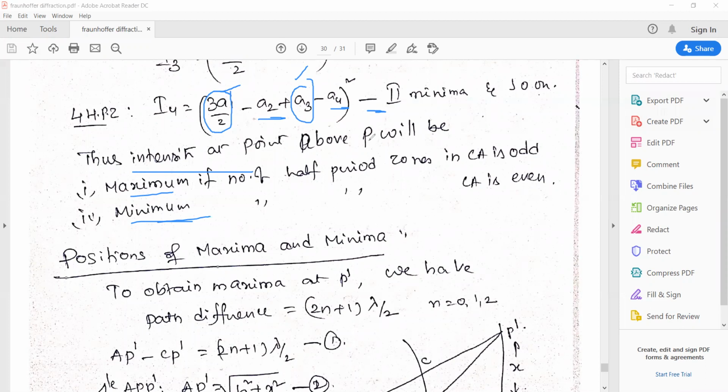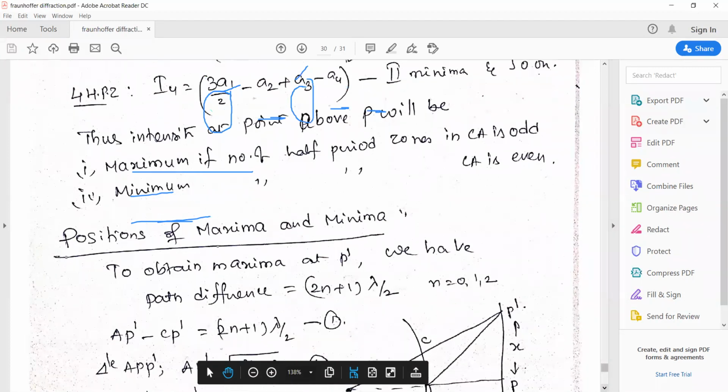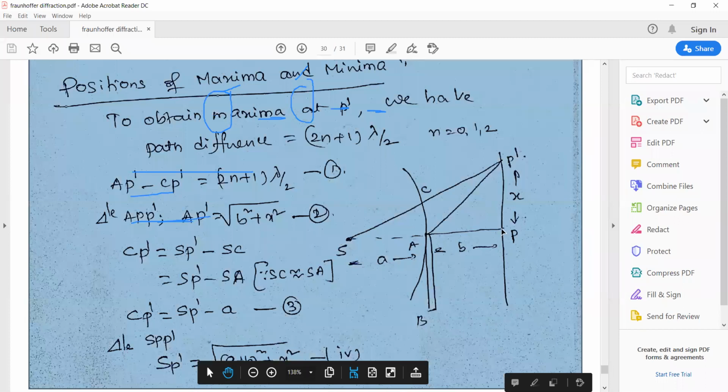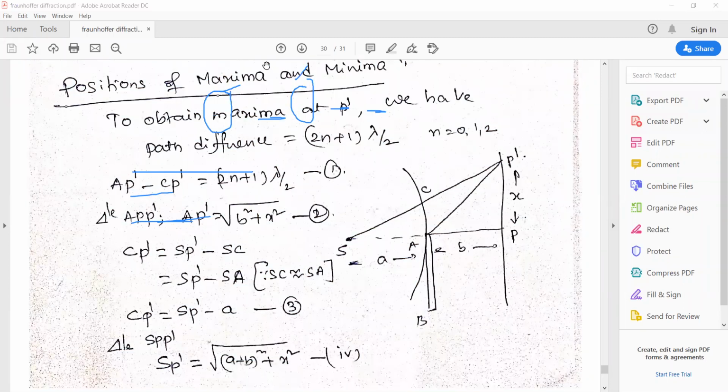Now we have found the intensity at P and P dash. Okay, and also we have found the intensity of the first minima, first maxima, second minima, second maxima. Now I want to find how far the maxima occurs from the point P. How far means, let's say from center P. So this is the point P. From this point, how far will the first maxima occur? The diffraction pattern is something like this: central maxima, then the first secondary maxima, second secondary maxima, third maxima on the right side.